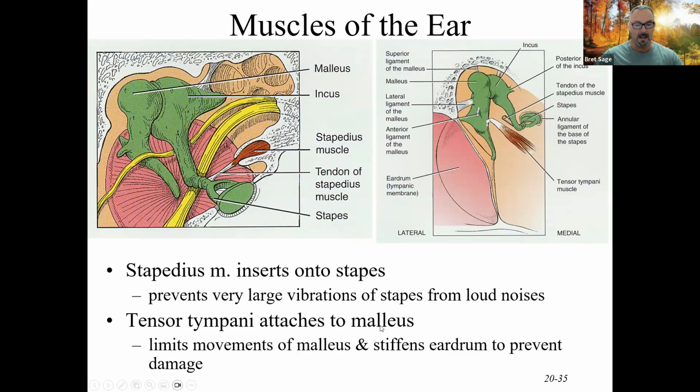The tensor tympani attaches to the malleus, which is attached to the tympana. It also limits movements of the malleus and stiffens the eardrum to prevent damage. So whenever a really loud, sustained noise happens, these muscles pull in the same way that if you put your hand on a drum, it would stop moving, or on a speaker cone, it would stop moving. So by pulling on these muscles, it prevents the system from sending too much information, too much vibration, into the cochlea and damaging the hair cells.